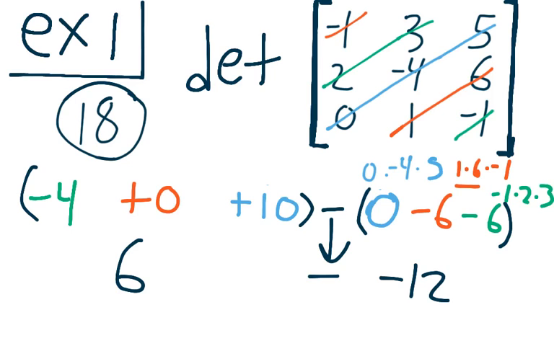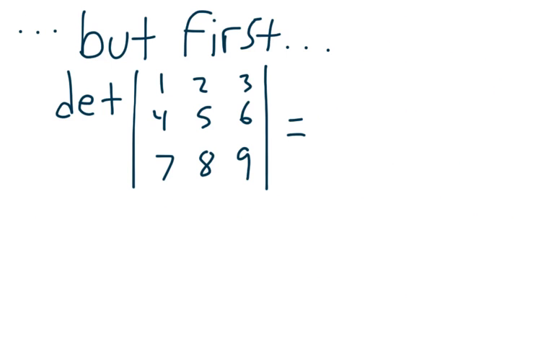2x2s were nice. They were quick and easy, cross minus cross. 3x3s take a little more work, but it's just kind of drawing across diagonally in each direction. Let's look at one more. So to find this determinant, I made this matrix really easy: 1, 2, 3, 4, 5, 6, 7, 8, 9. All I've got to do, yeah, there's actually a lot of steps here, is go left to right first.